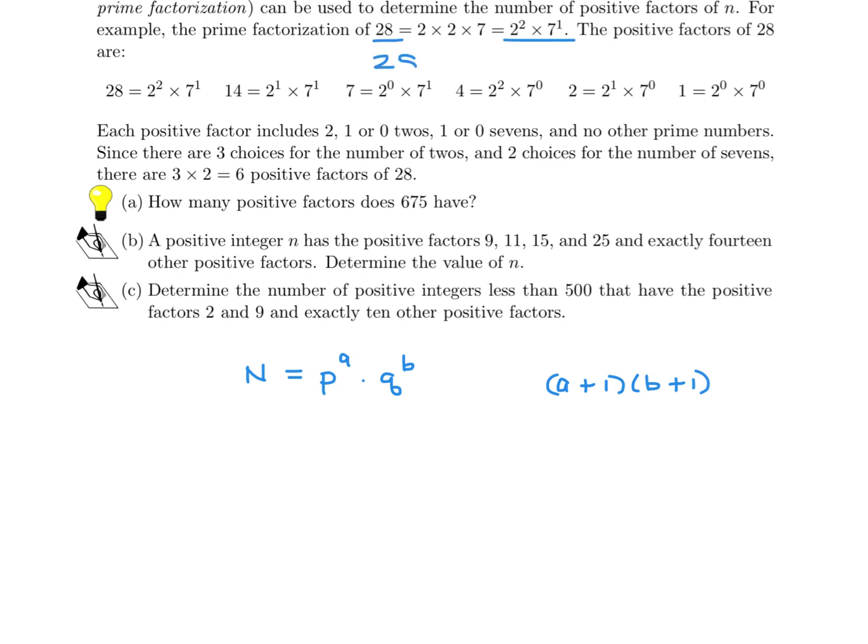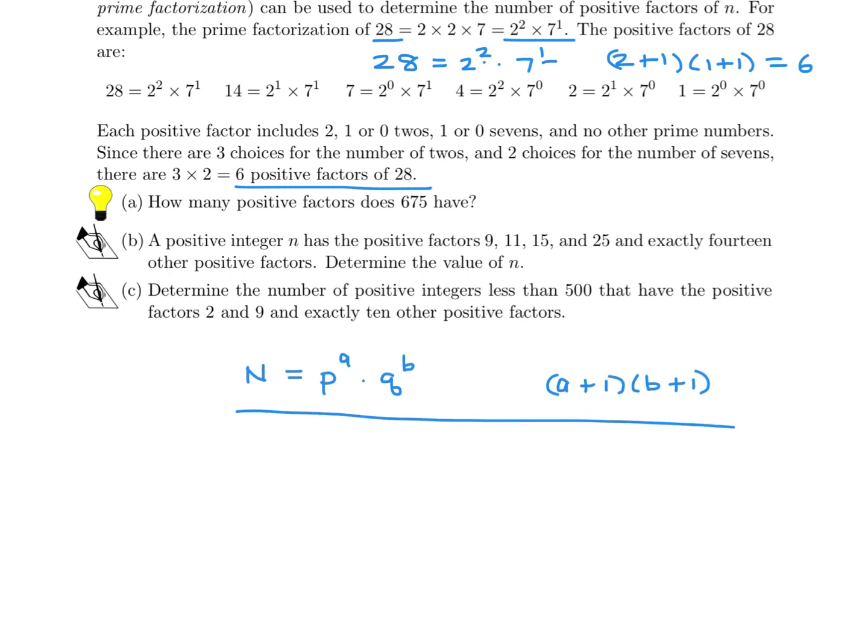So 28 is equal to 2 to the power of 2 times 7 to the power of 1. And if I said, how many positive factors does this have? Well, you take that 2, add 1, take this 1, add 1, and that's going to be 3 times 2, which is 6. And that's exactly what they got, right? So that's basically a neat little trick to do this quickly.